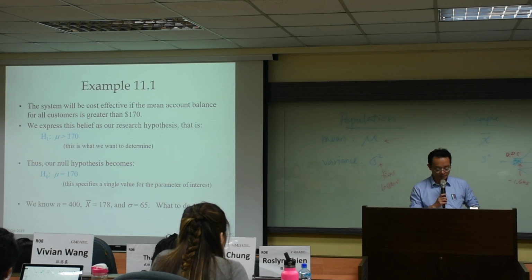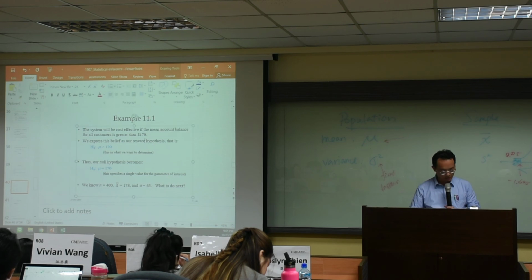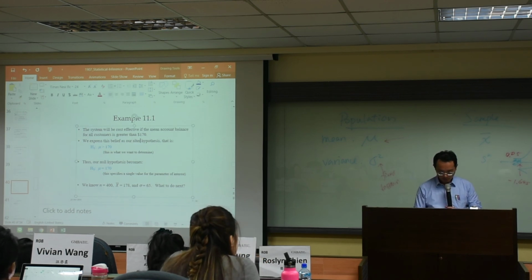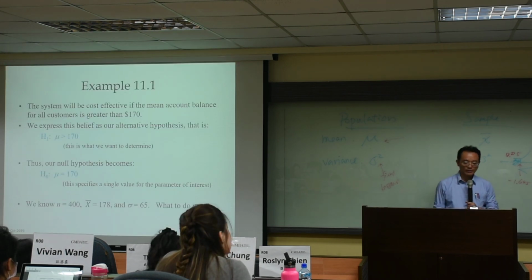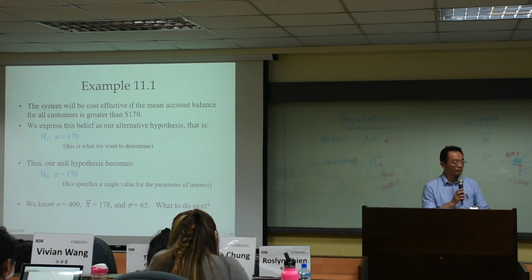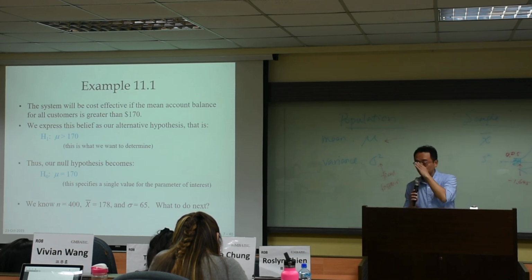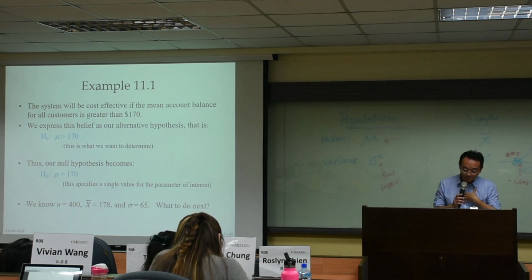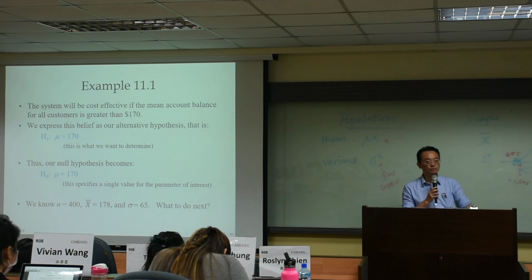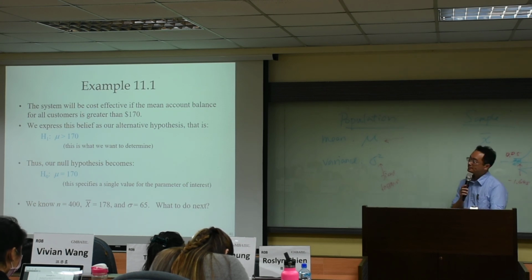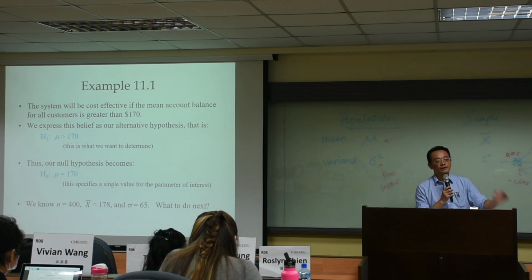research hypothesis, the alternative hypothesis. So let me modify it directly. H1 is mu greater than 170. This is something that we prefer to be true. Given this, the null hypothesis will be mu equal to 170. So they specify a single value for a parameter of interest.